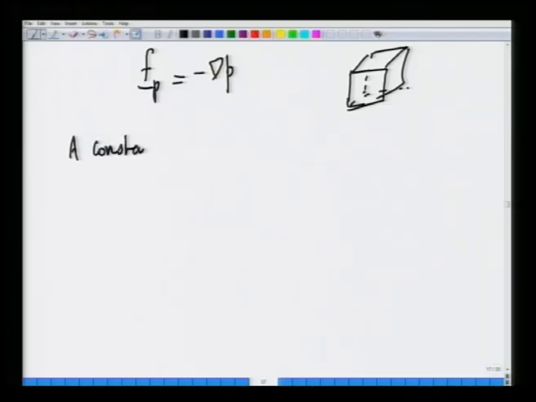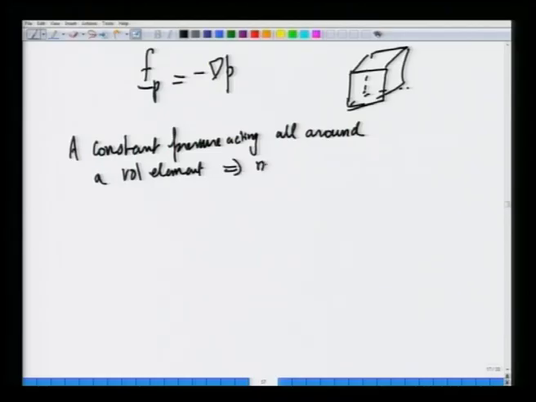A constant pressure acting all around a volume element will not result in a net force.